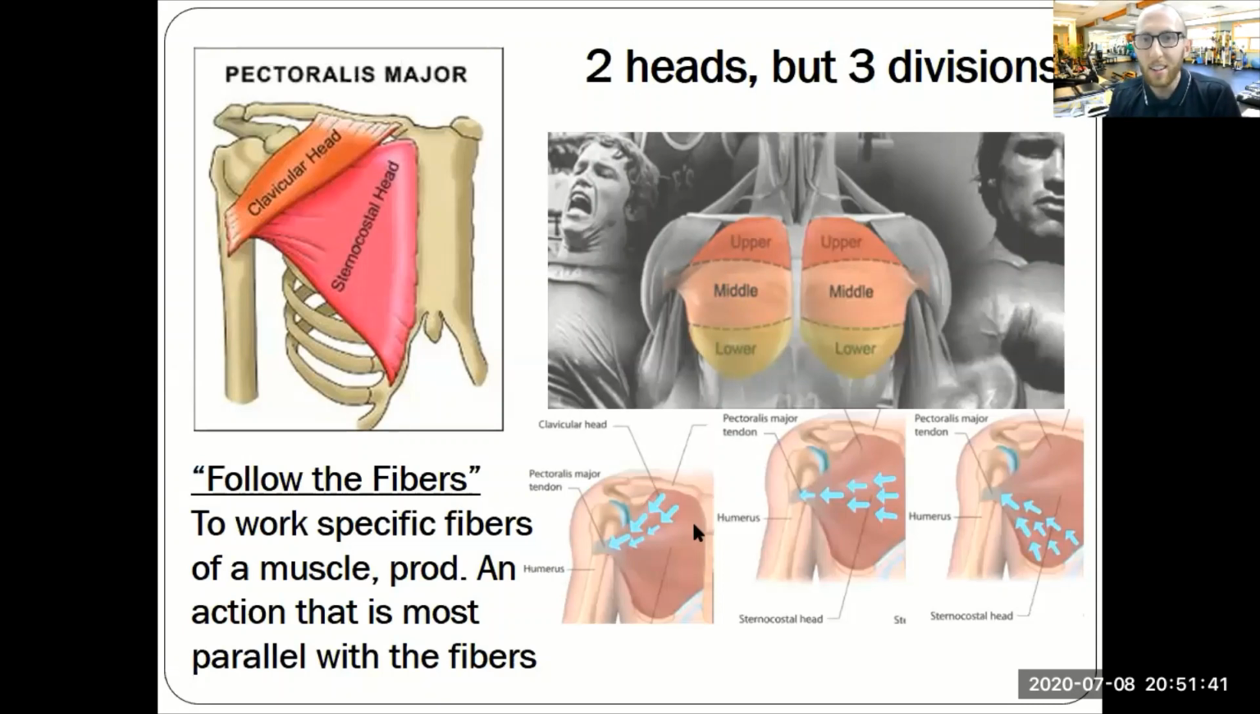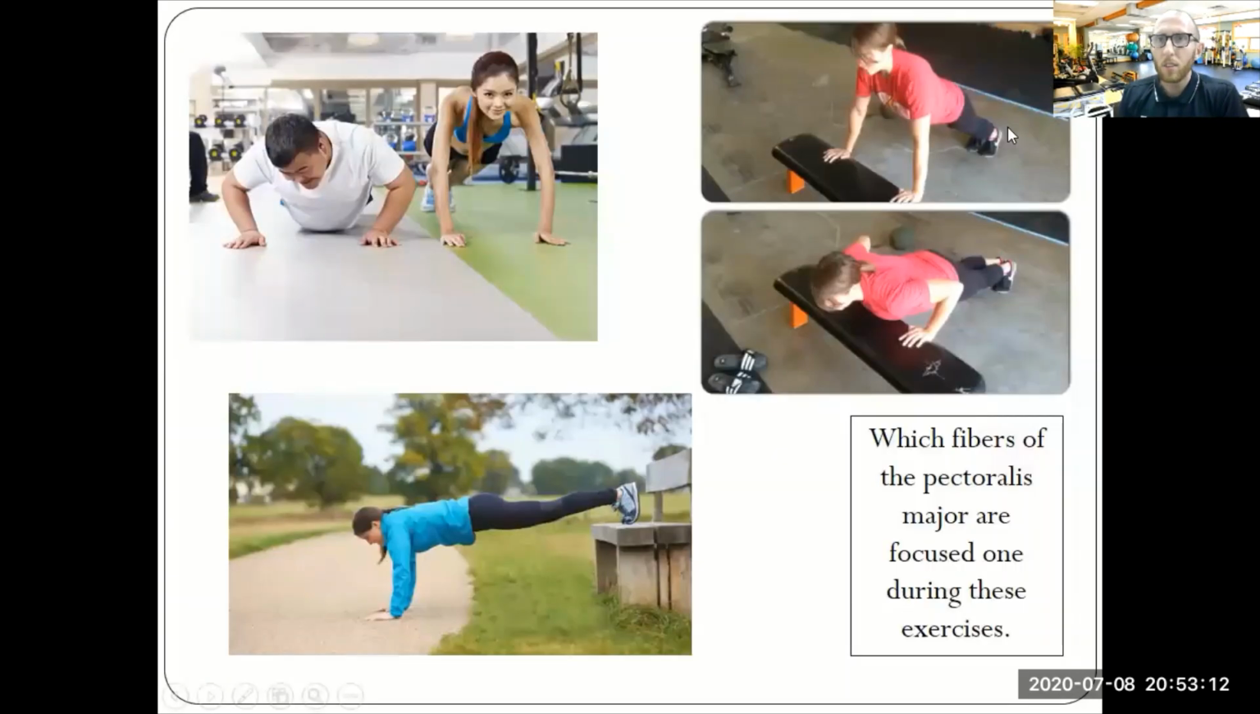And down here, another reminder to follow the fibers. We can see the upper fibers are traveling like that. The middle fibers are traveling across. The lower fibers are traveling upward like that. All right, little game here with the pectoralis major. You tell me which of these three exercises hits which divisions: upper, middle, lower, pectoralis major.